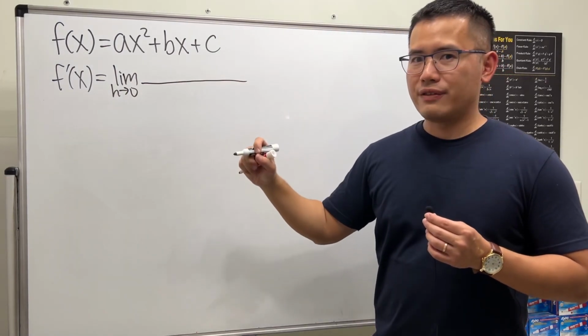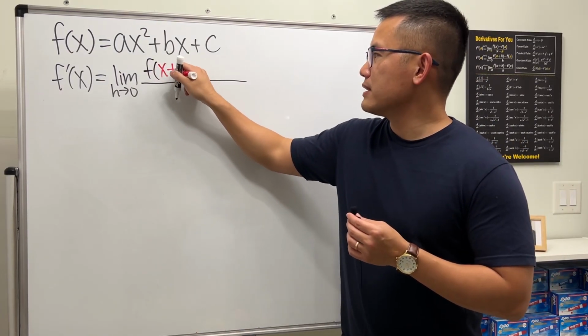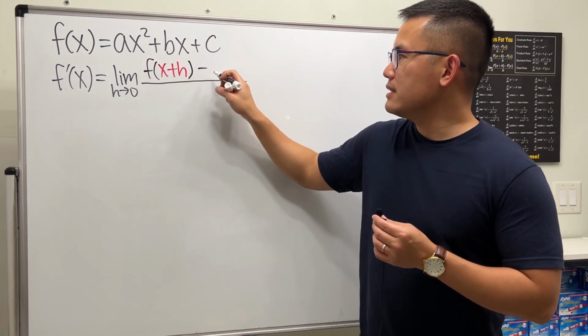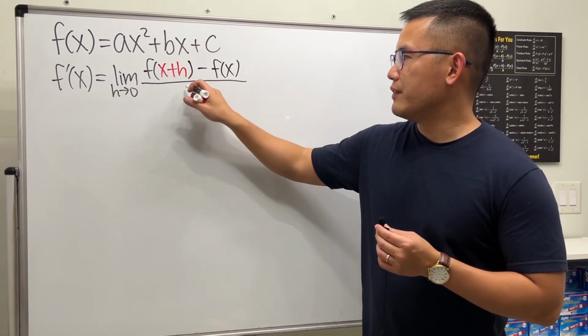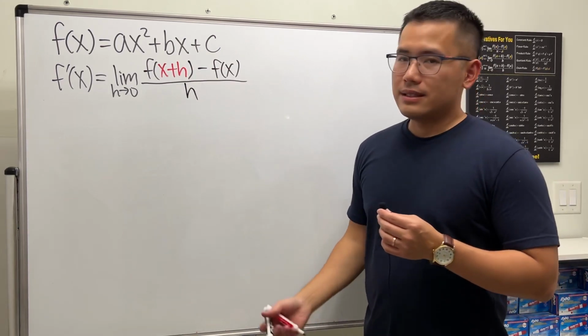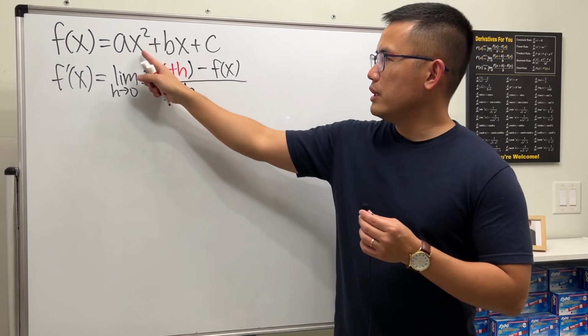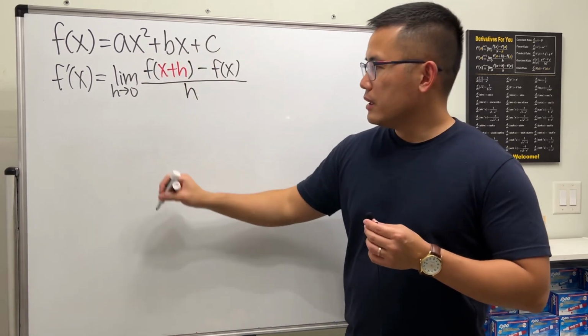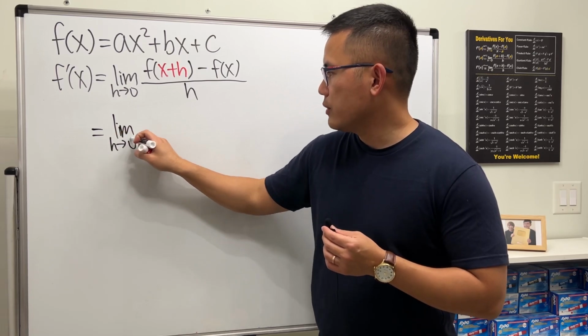On the top, what do we have? F of x plus h. Good. So f of x plus h, and then minus the original function f of x. And on the bottom, we just have an h. All right, now, to get this, we have to put x plus h into here and also here. So let's go ahead and write down the limit as h approaching 0.